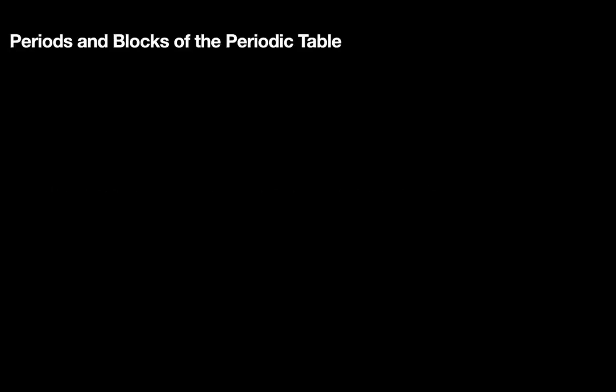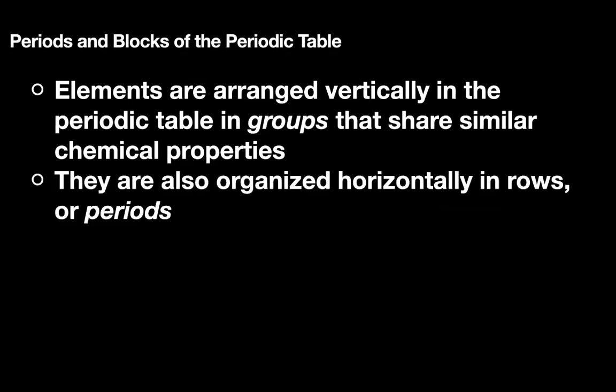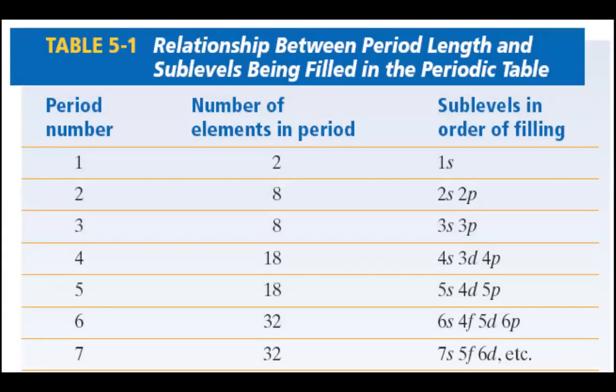Okay, so the elements, of course, we know are arranged vertically in the periodic table into groups that share similar chemical properties, and the horizontal rows are called periods. The length of each period is determined by the number of electrons that can occupy the sublevels being filled in that period. To understand why those two are related, we look at the number of sublevels in each period, and the fact that the period number corresponds to our principal quantum number, or n.